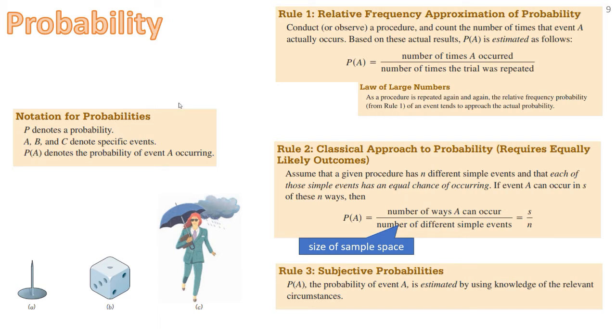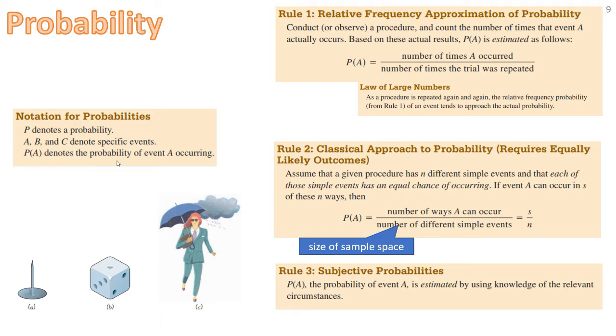To calculate probability, we have three ways that we can do so. We have three rules that we are going to be looking at. So the first one is relative frequency approximation of probability. In this case, you carry out the experiment a certain number of times and you record how many times the particular event occurred. The ratio of the number of times the event occurs to the number of trials carried out, well, that's going to give you your probability.